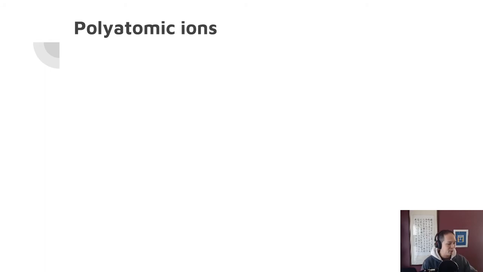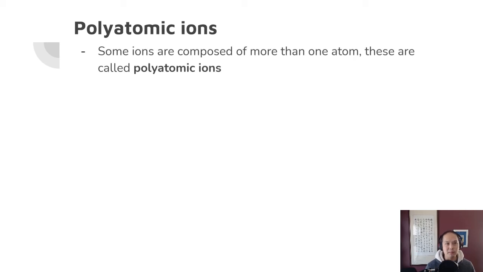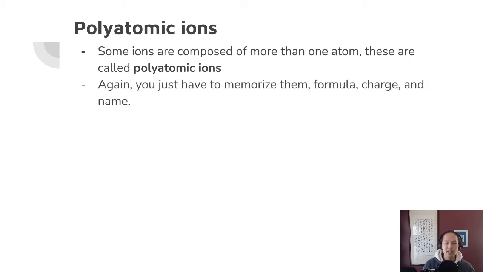All right, the last thing we're going to do today is look at something called polyatomic ions. Some ions are composed of more than one atom. These are called polyatomic ions, poly meaning many. Again, these are things you're just going to have to memorize: formula, charge, and their name as well. If you wanted to, you could actually draw the Lewis dot structure of all these polyatomic ions. In fact, it'll probably be a bonus question for you guys on a future exam.